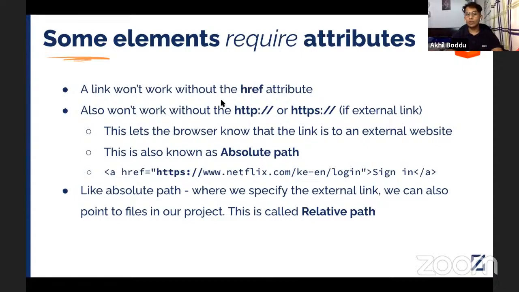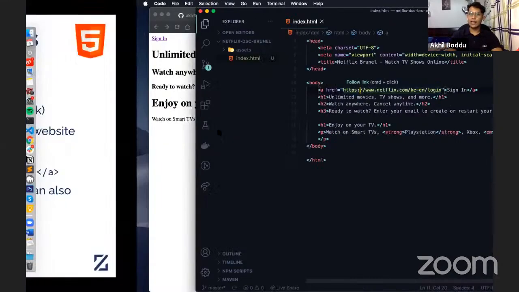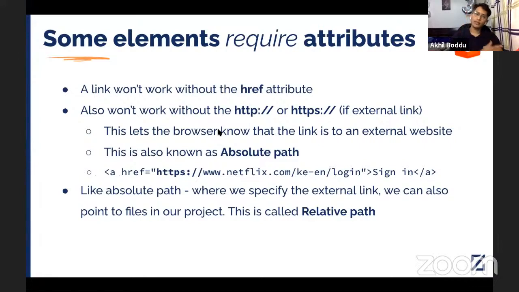Now, there's something to also note that this will not work if you don't use an HTTP. Without using HTTP or HTTPS, the link is not going to work. So if I just come to this and remove this HTTPS and just put www.netflix.com, it's not going to open the page that you want, right? You need to add the HTTP or the HTTPS, and that is known as an absolute path. So absolute path means that this is the exact link that we're getting from the browser.